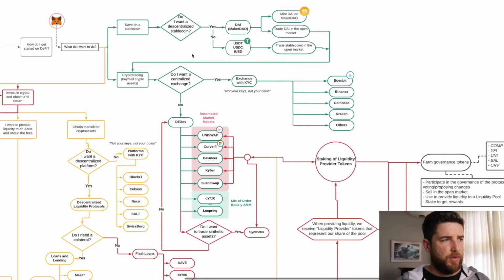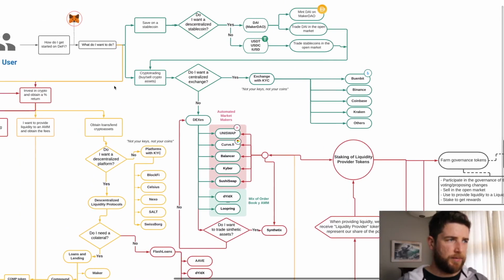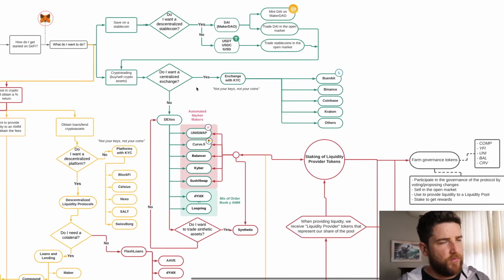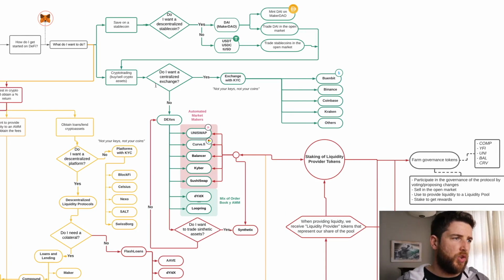And that leads us to the second option that we have, which is crypto trading, right? Buying and selling crypto assets. So again, you need to ask yourself, do I want a centralized exchange or a decentralized exchange? This is a question that you are going to start asking yourself a lot when you start interacting with these protocols. And if you go to a centralized exchange, you need to bear in mind two important things.